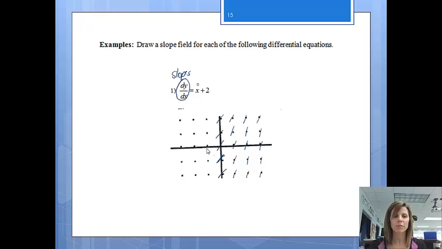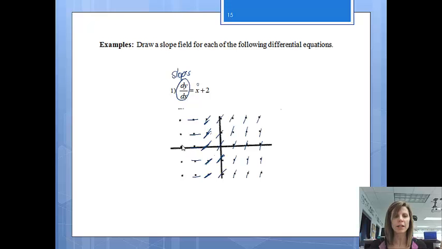Okay, then moving over to x equals negative 1. If I plug negative 1 in there, I'll get 1. So all my lines have to have slopes of 1. I should make them not quite as steep as that. They need to be less steep than the ones before it. Okay, then when x equals negative 2, if I plug negative 2 in, I will get 0. So I know at x equals negative 2, all of my lines are going to have a slope of 0.